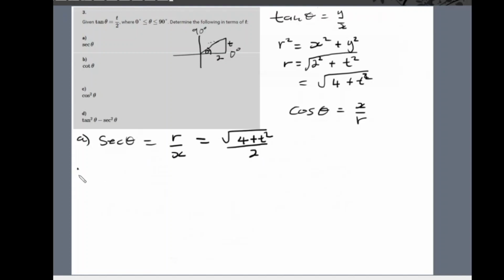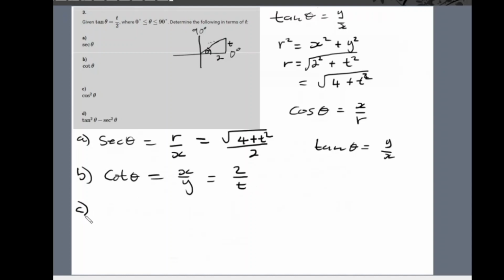And then cot theta is the reciprocal of tan theta. We defined tan theta as y over x, so it means cot theta will be equal to x over y. We know the value of x is 2 and the value of y is t. So cot theta will be 2 over t.